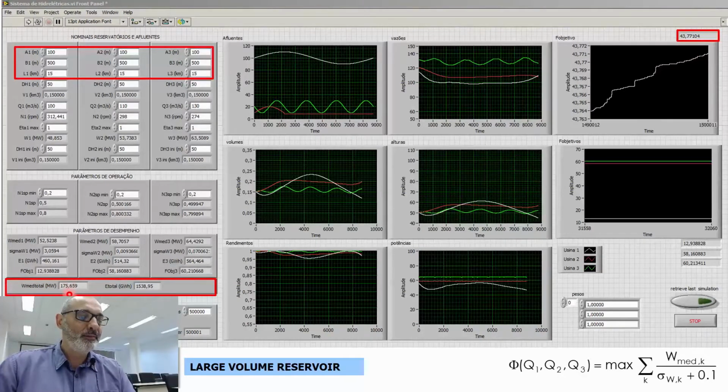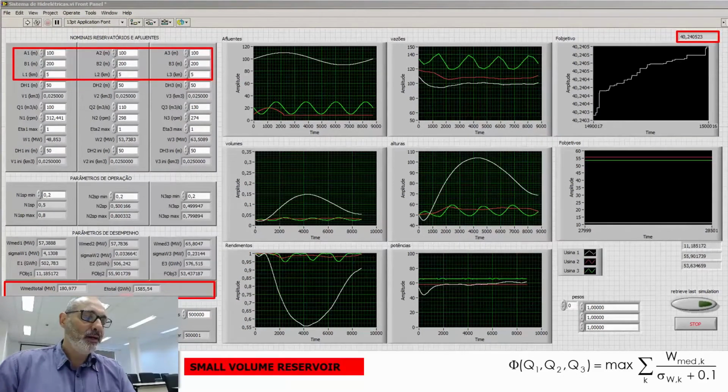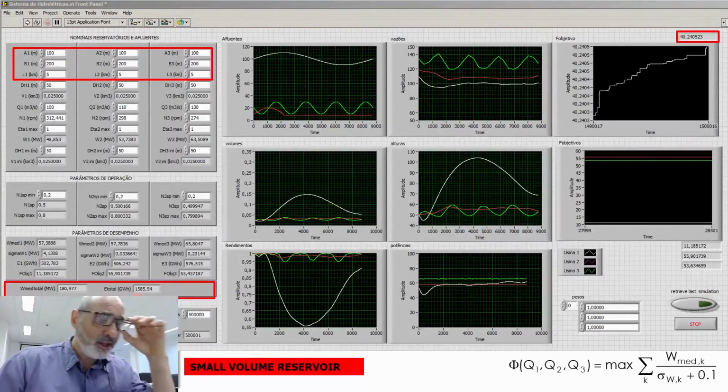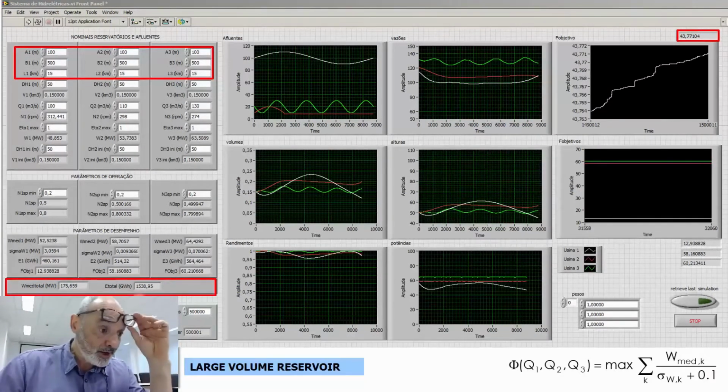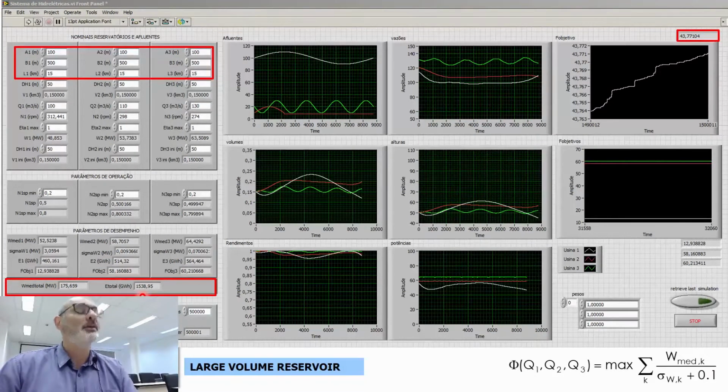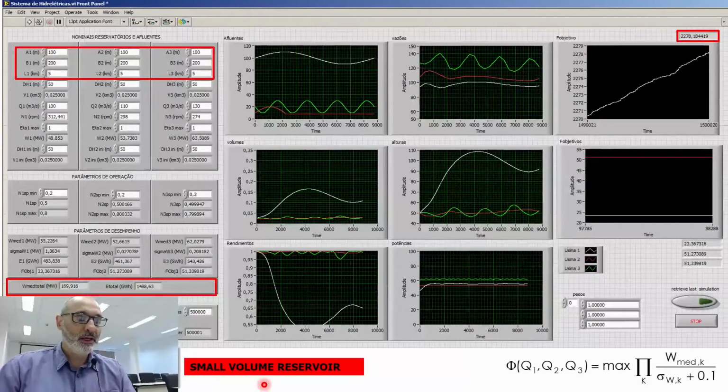We can also see this in terms of the average power, okay, and the total energy generation in gigawatts and in megawatts. Okay, so we had 1,585 here, and we have here 1,538 gigawatt hours. So we managed to increase the total generation simply by working with a larger reservoir. Okay, so that justifies what I'm saying, that it's better to have bigger reservoirs.